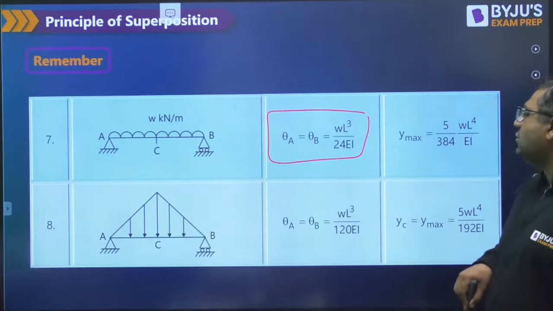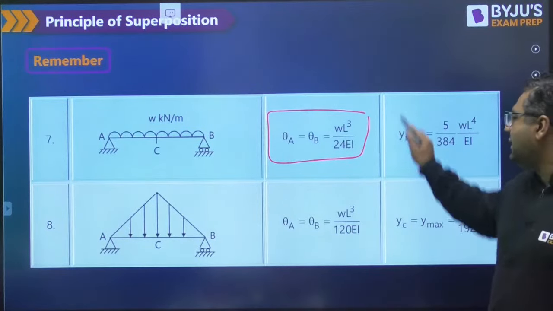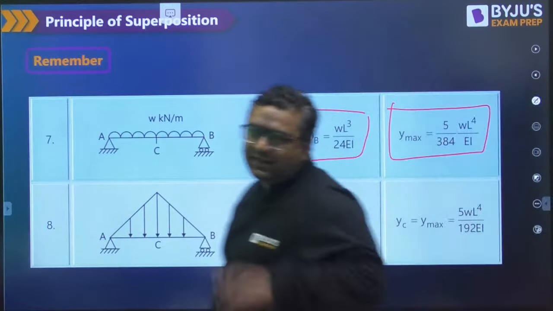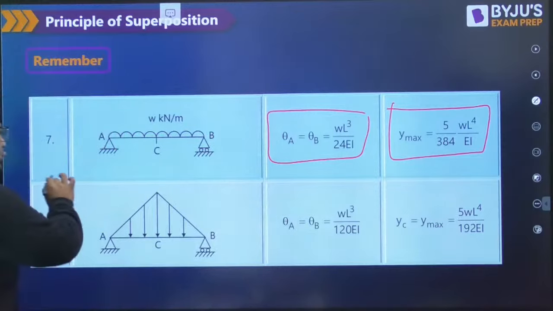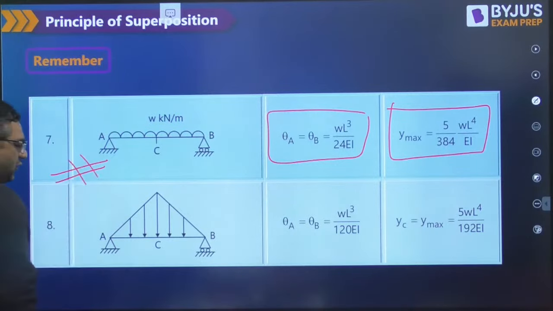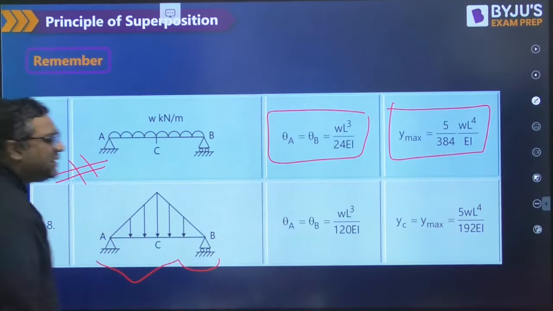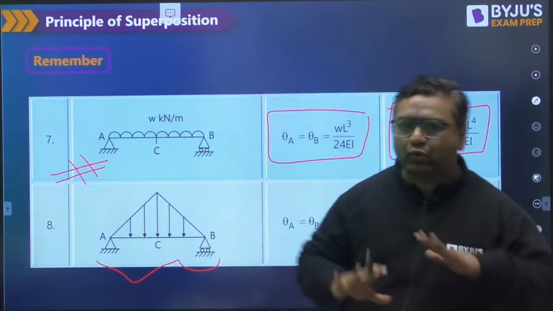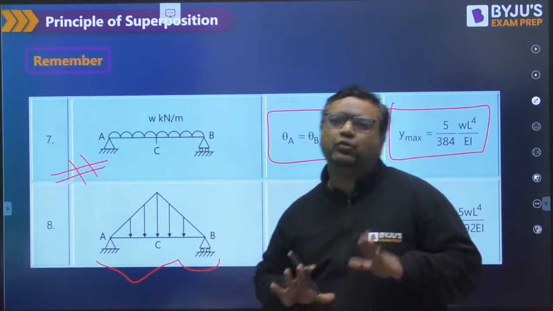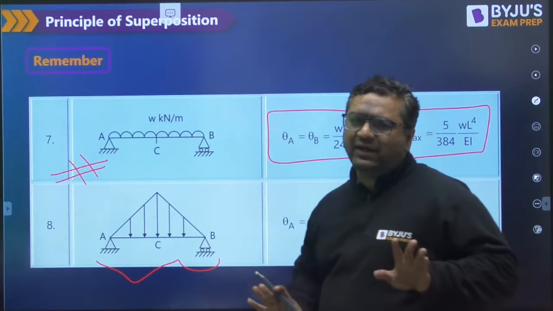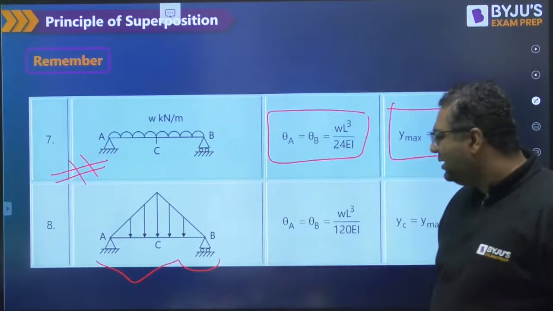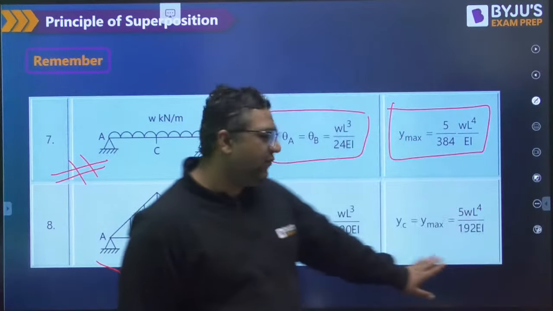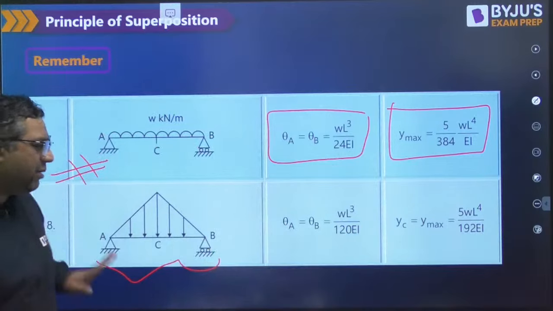Is it 24EI or something different? Then it is going to be 5 by 384 WL4 by EI. So guys, I would like to tell you, up to UDL you shall remember. For this type of loading, chances are not there that they will ask you. So you need to remember up to UDL, at the max up to UVL on cantilever. That is fine, not more than that is required. This type of cases have no chance to come. Still, I have kept it. If you want to remember it, you can remember it.